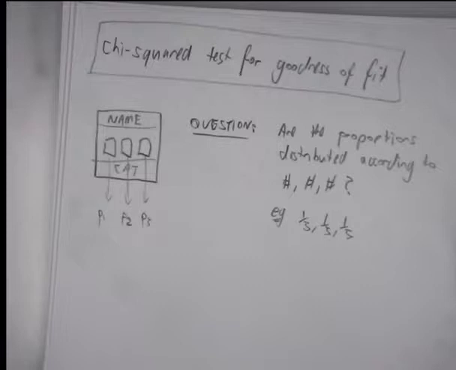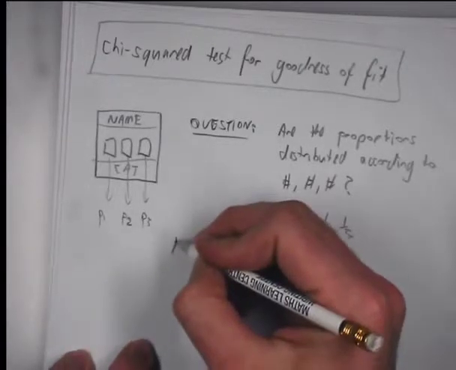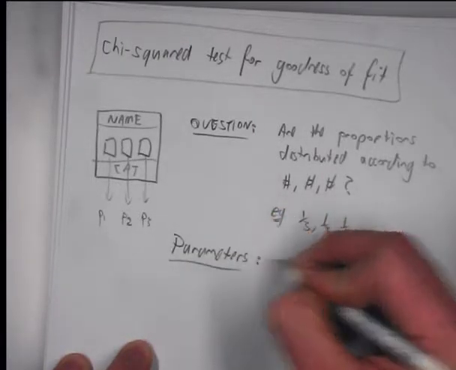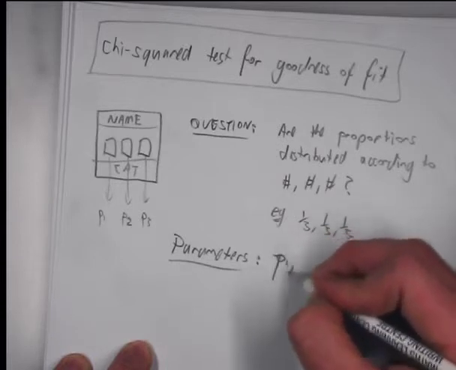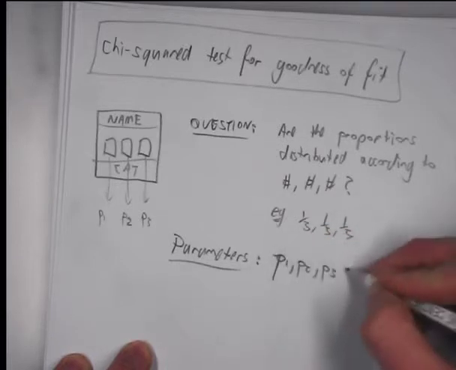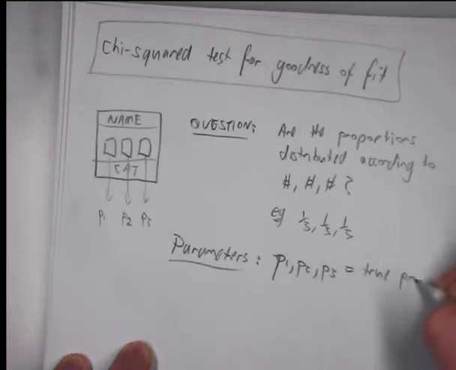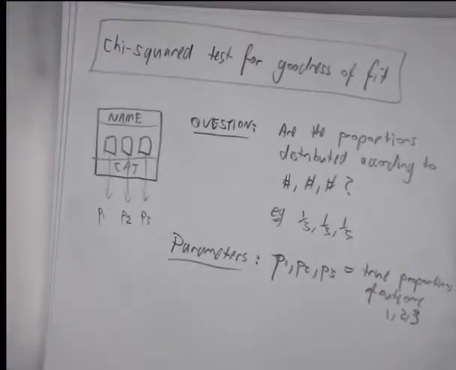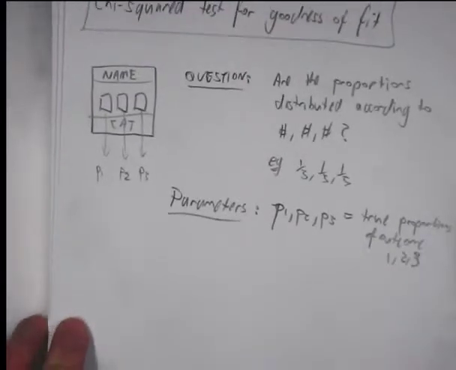So one of the common ones is are there equal proportions in each in the population? So my null hypothesis, my parameters are the true P1, P2, P3, the true proportions of outcome 1, 2, and 3, or however many outcomes there are. You can have 7 or 8 or 9 or 200. It doesn't work particularly well for 200. But it also works for 2, but you're supposed to use the z-test for that.